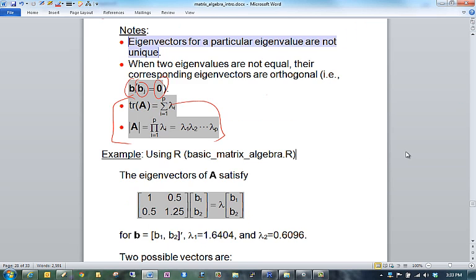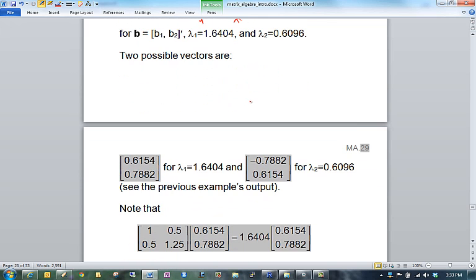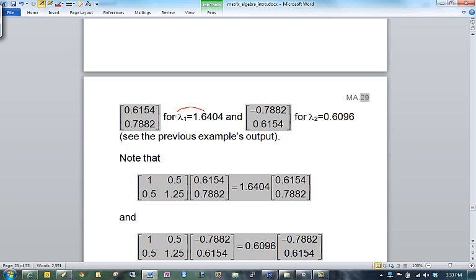So let's look closer at these eigenvectors in our example. Again, eigenvectors satisfy A times B equals lambda times B, where lambda is one of our eigenvalues. We just need to find the possible vectors B that satisfy this expression. Corresponding to the largest eigenvalue, we have this as our first eigenvector, and corresponding to the second largest eigenvalue, which is also the smallest, we have this eigenvector here.